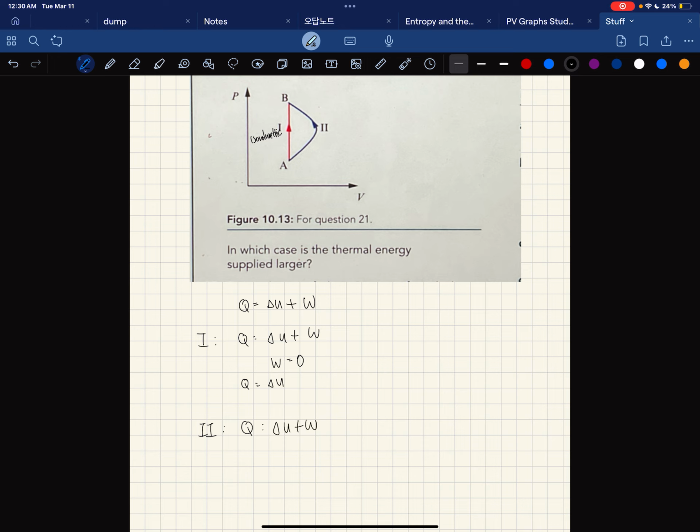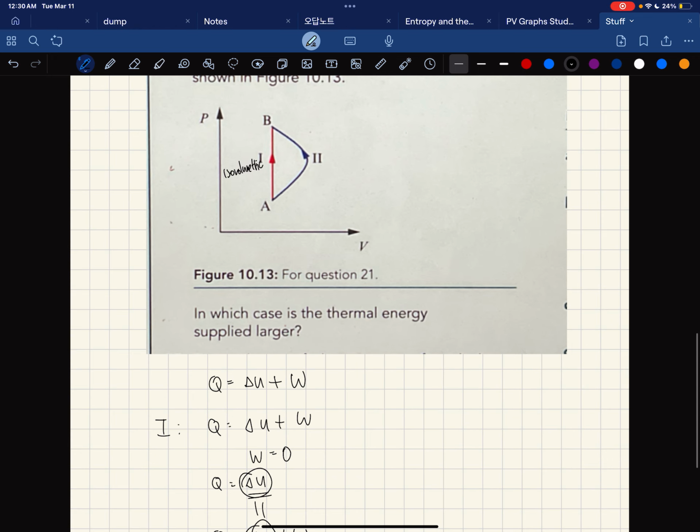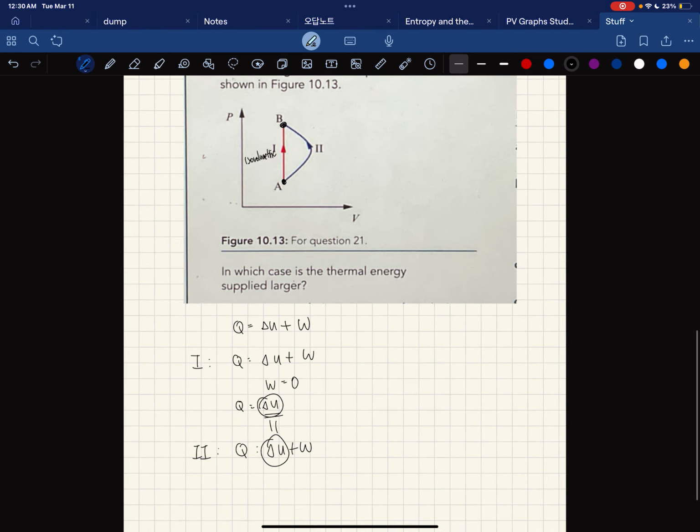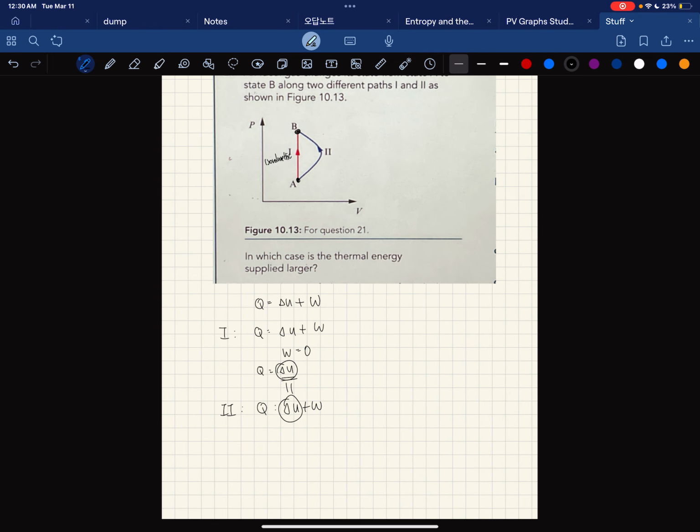Now, the reason why I said we don't need to exactly know what this value is is because change in internal energy for I and change in internal energy for II is going to be the same. This is because we start off at the same spot and we end up at the same spot. So no matter what kind of path you take, even if I had an ideal gas change that went like this, we start at A, end up at B. So the internal energy changes for all of these three curves are the same.